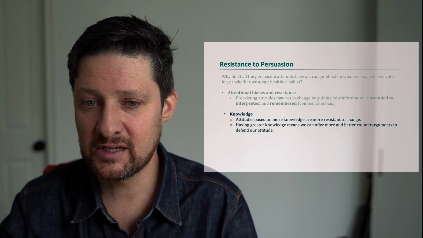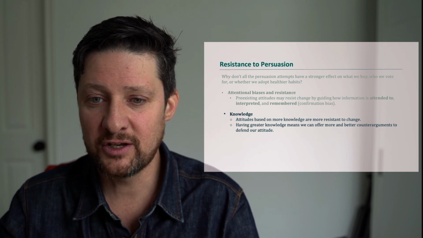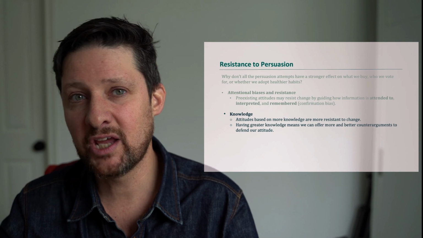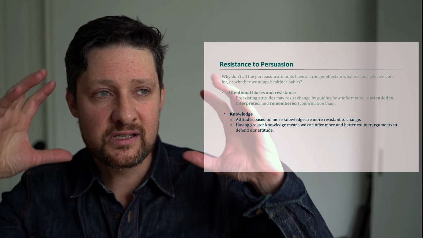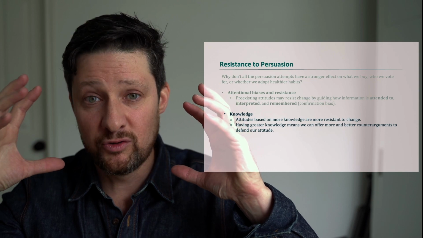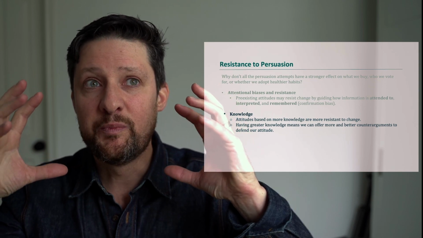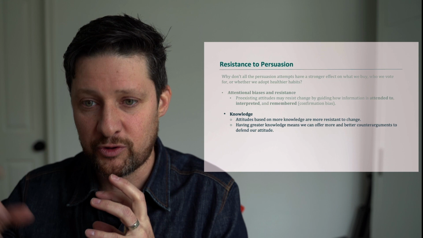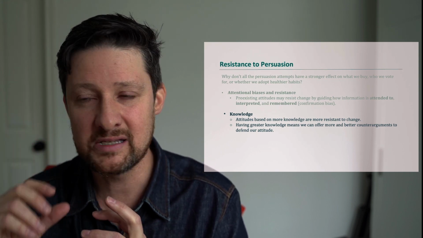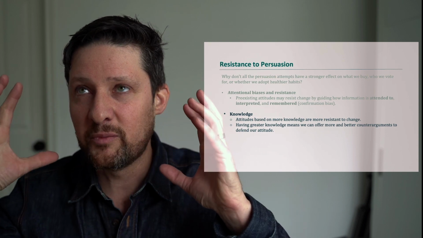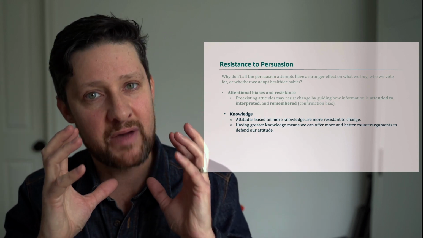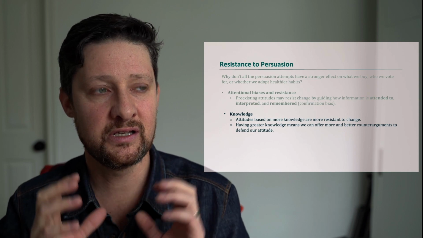The other aspect is knowledge. Attitudes that are based on more knowledge are generally more resistant to change because you've got this huge bank of information that you've accumulated to build your attitude. So, through confirmation bias and all this information that you remember in your database, you say, well, I've got all this information that convinces me that my attitude is right.